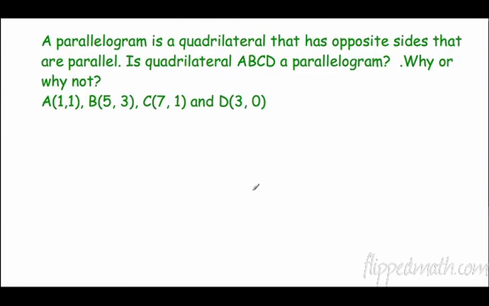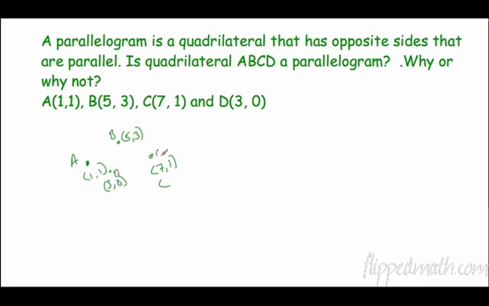All right, a little bit tougher one. A parallelogram is a quadrilateral that has opposite sides that are parallel. Is quadrilateral ABCD a parallelogram? Well, the first thing I would do is just sketch it out. So I have A here, and that's (1, 1). B is a little over, a little up. That's (5, 3). Now, does it matter really if my lines are exact or not? Absolutely not. It doesn't matter at all. So that's C, and then D is (3, 0). So that's going to be here.